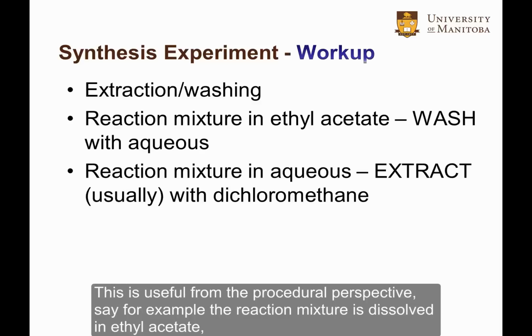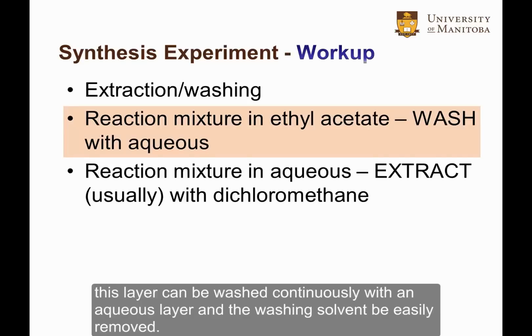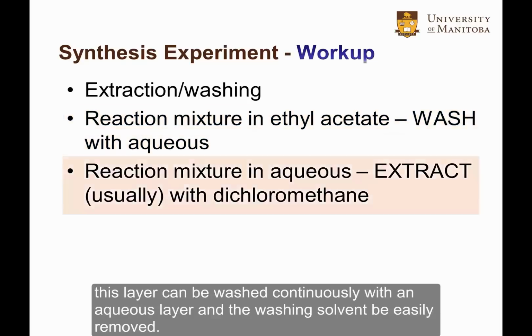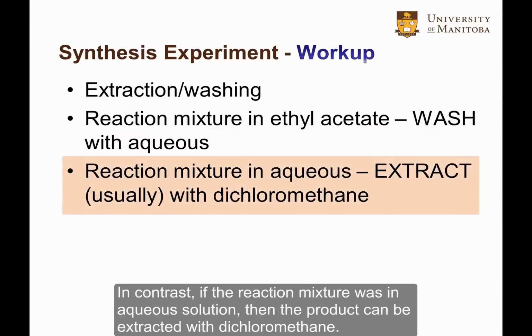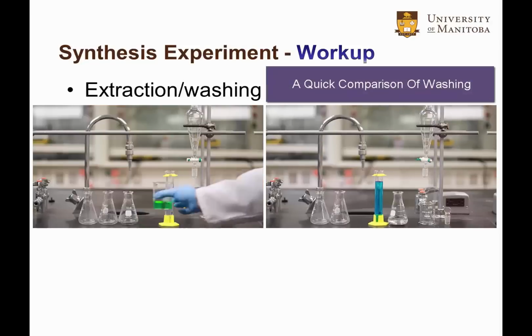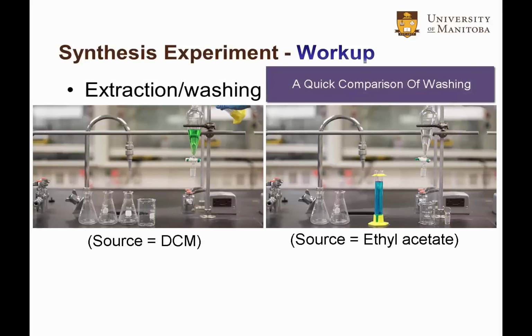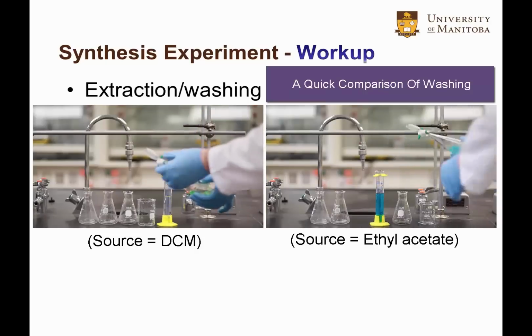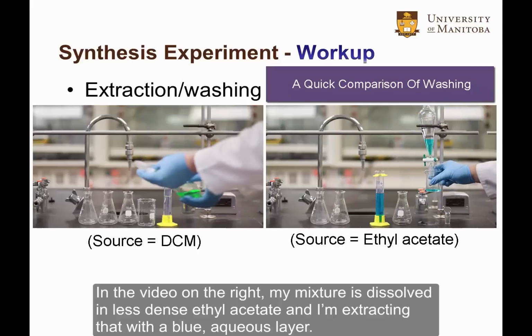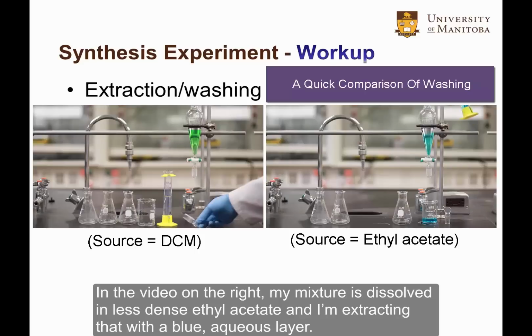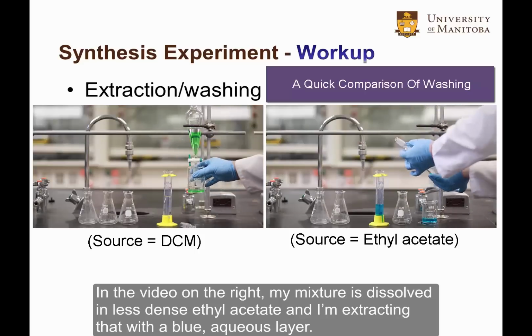Say, for example, the reaction mixture is dissolved in ethyl acetate. This mixture can be washed continuously with an aqueous layer, and the washing solvent be easily removed. In contrast, if the reaction mixture was in aqueous solution, then the product can be extracted with dichloromethane. In the video on the left, my mixture is dissolved in dichloromethane, and I'm washing that layer with the clear colorless aqueous layer. In the video on the right, my mixture is dissolved in less dense ethyl acetate, and I'm extracting that with a blue aqueous layer.